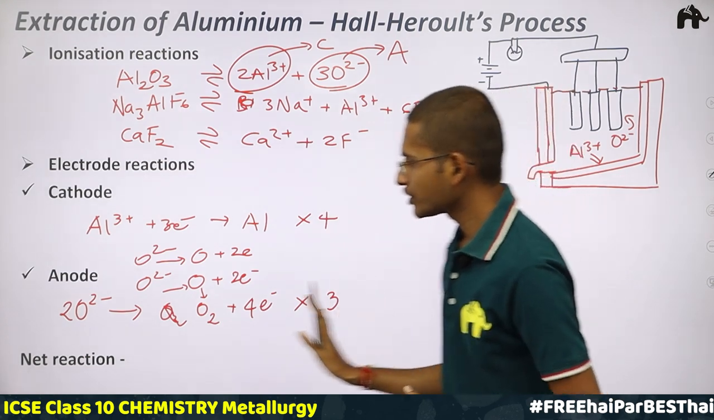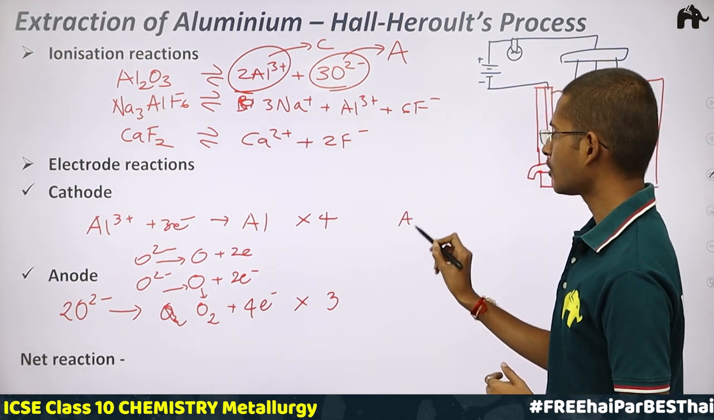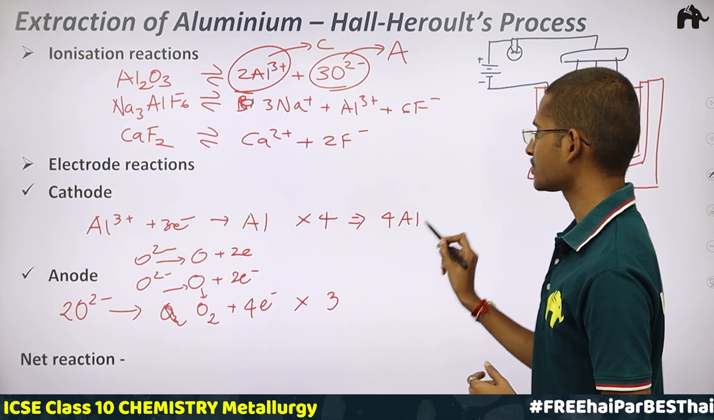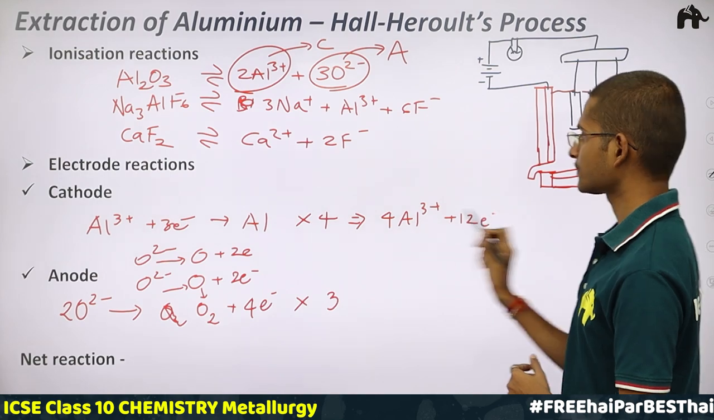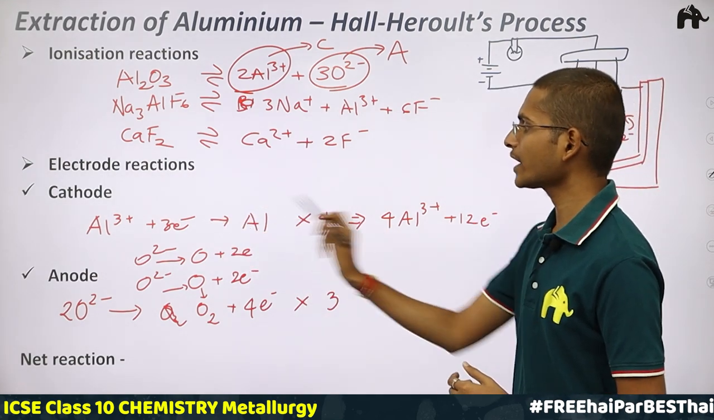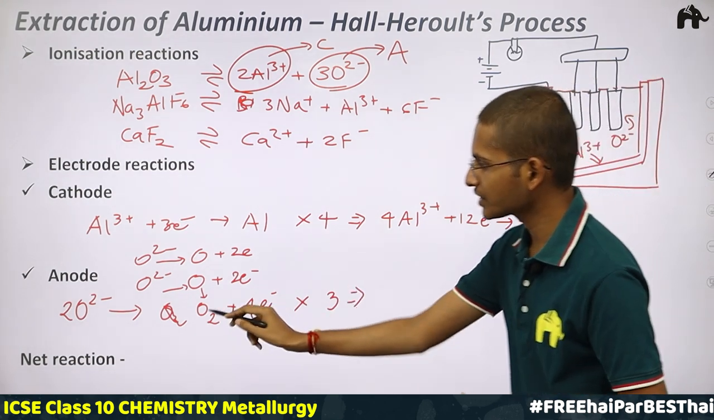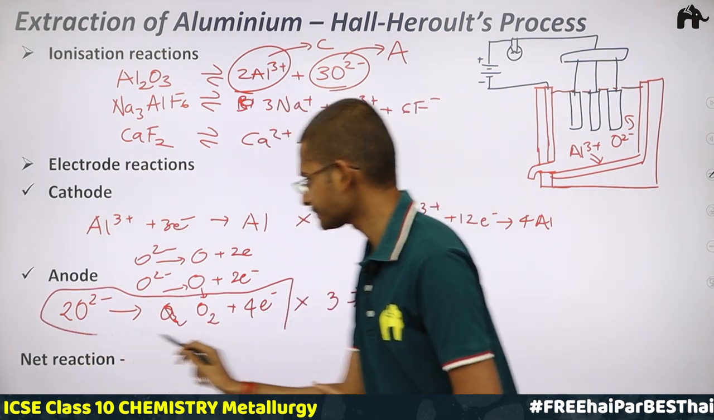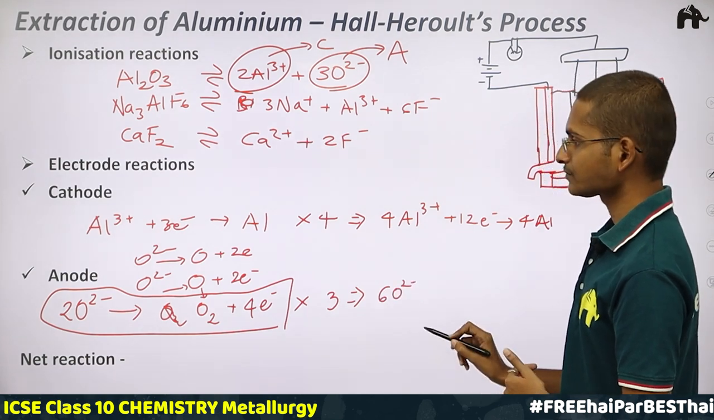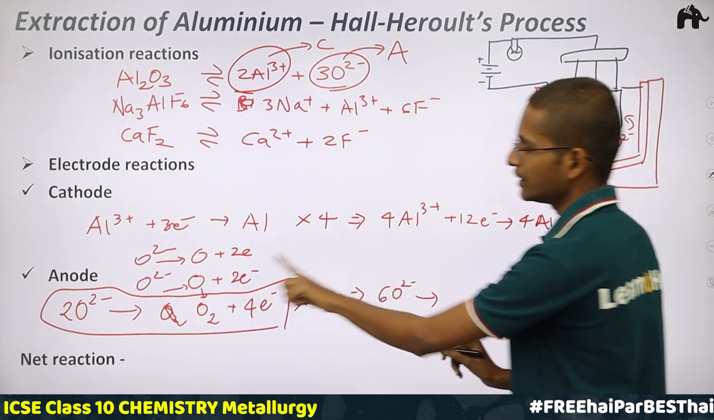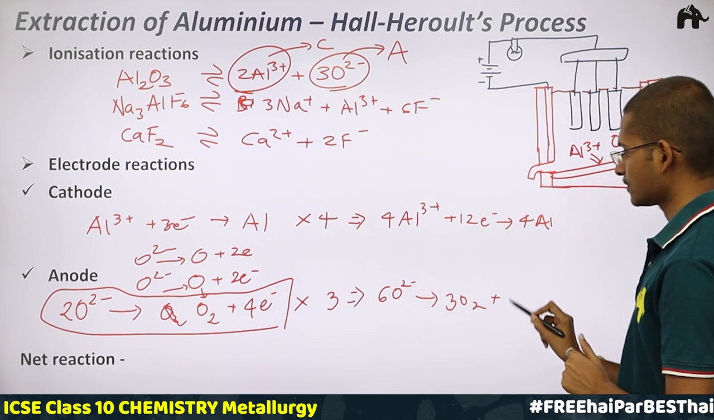So now you just multiply with 3 and 4 respectively. 4Al3+ plus 3 4s are 12 electrons would give me 4 aluminium atoms. In the same way, multiplying the other equation by 3, I get 2 3s are 6 oxide ions, which give me 3 oxygen molecules and 3 4s are 12 electrons.